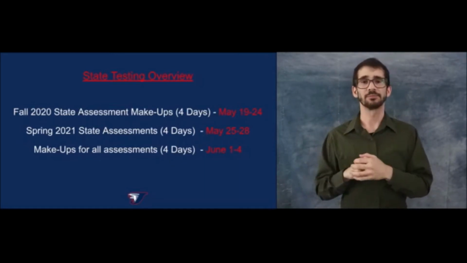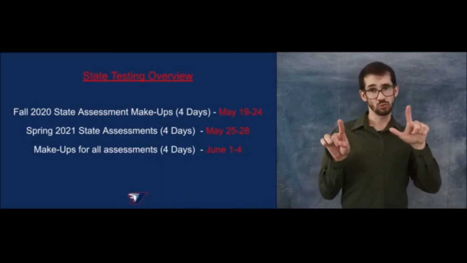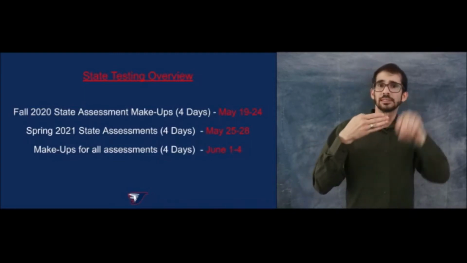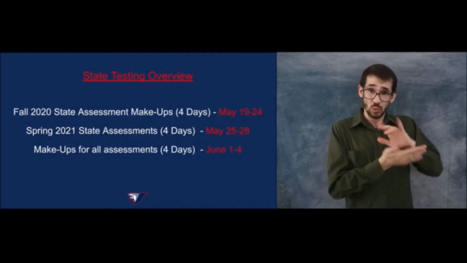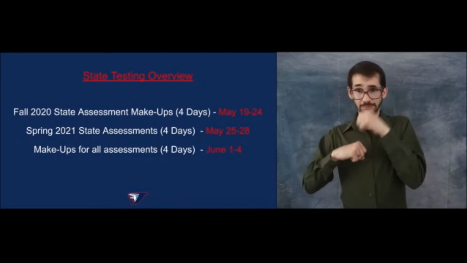Spring state assessments will take place May 25th through 28th. This includes both AB year-long and semester courses. The last week of school, June 1st through 4th, will be for making up any assessment from the fall or the spring.